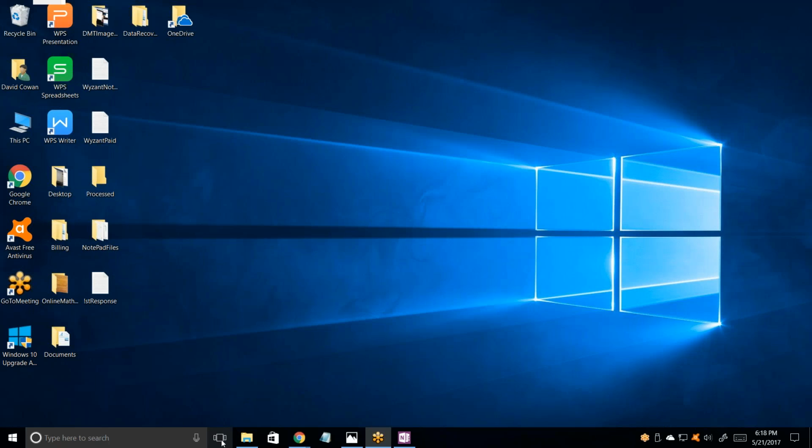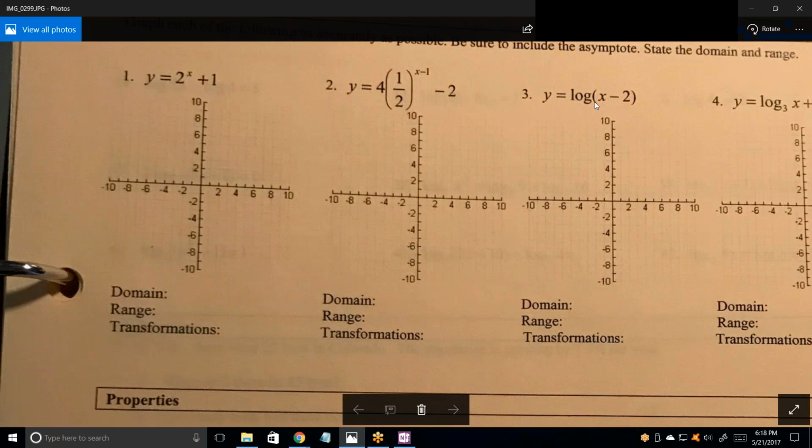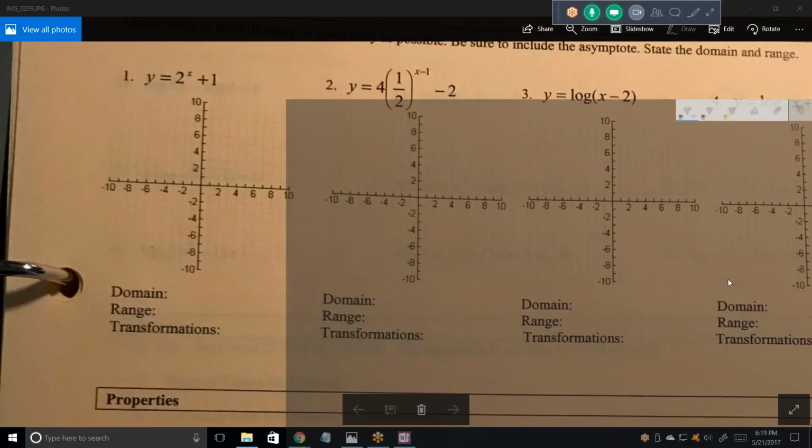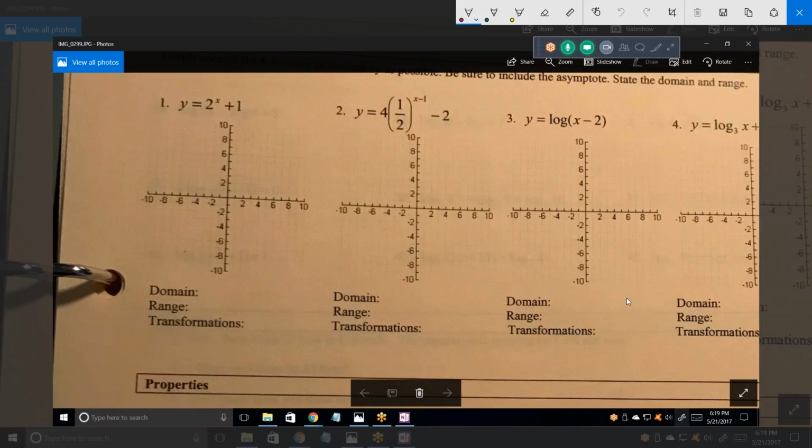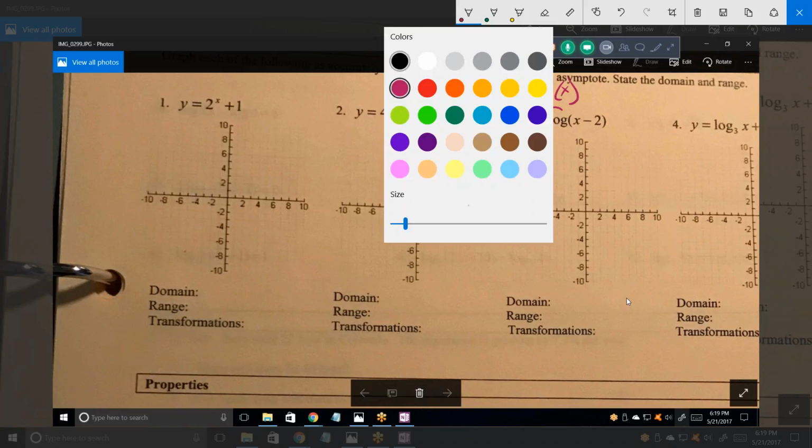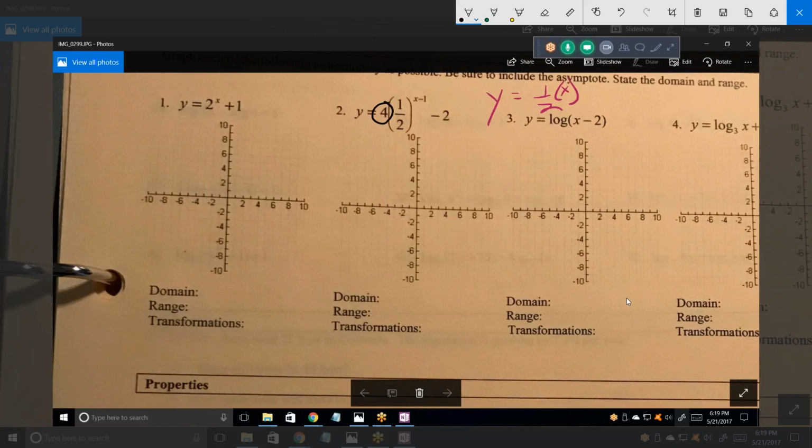So, let's go back to your problems here. Number 2, I don't think we finished it. y equals, what is the parent function? 1/2 to the x. What's happening to this? 3 things. In other words, you got that, you got that, and you got that.